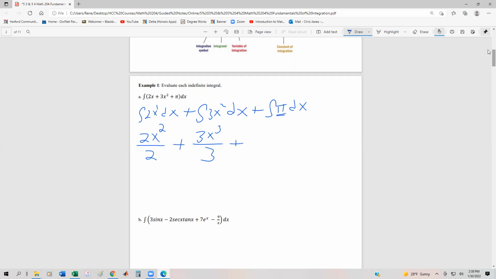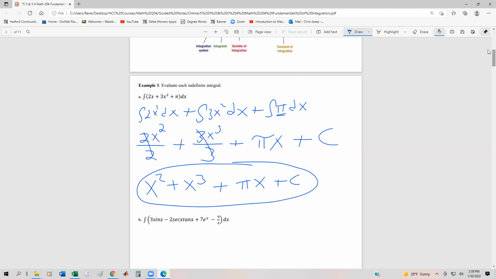Anytime we have a constant, and pi is a constant, we're going to add an x to it. So that's going to be pi x. And then antiderivatives or integrals, for indefinite types, are going to have a plus c. If we simplify this, we get x squared plus x cubed plus pi x plus c. And that's our answer.